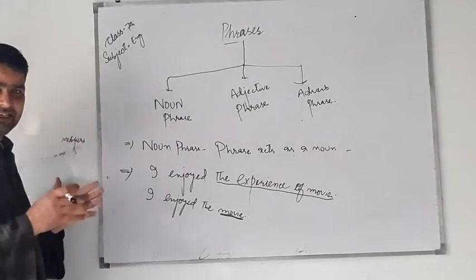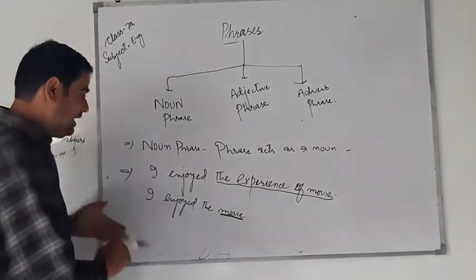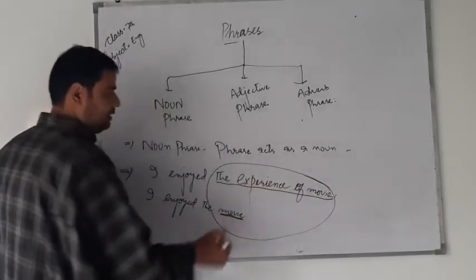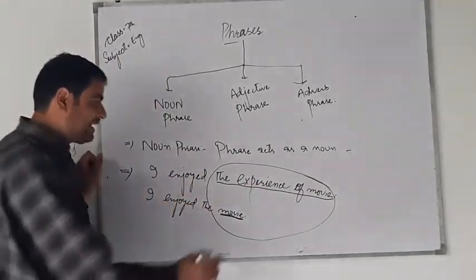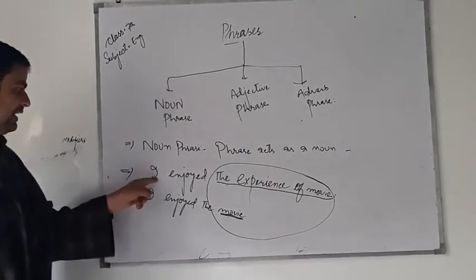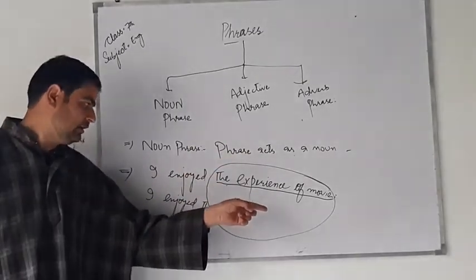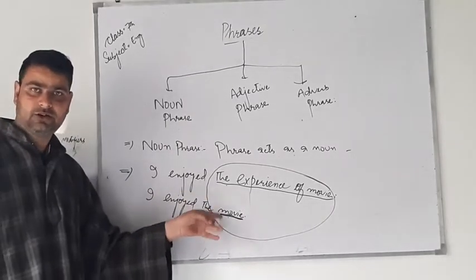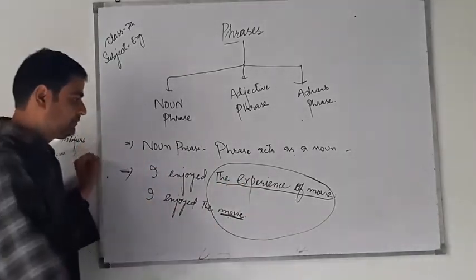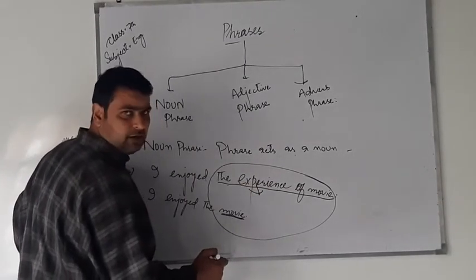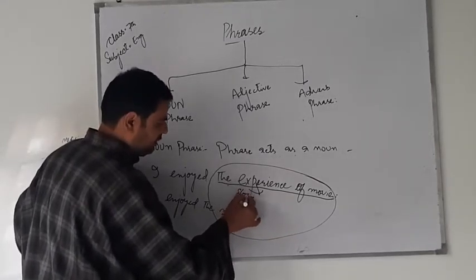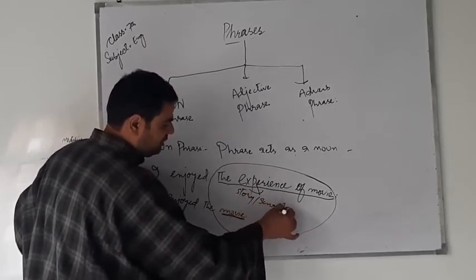But let us focus upon this point: is there any difference between the meanings of the two sentences? The experience of movie or simply the movie? If I say I enjoyed the experience of movie and then I say I enjoyed the movie, do you feel there is any difference in the meaning? See, what could be the experience of the movie? What you enjoyed about it? You enjoyed its story, you enjoyed its songs, you enjoyed its quality, whatever.